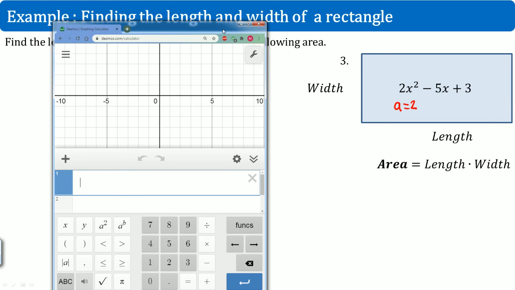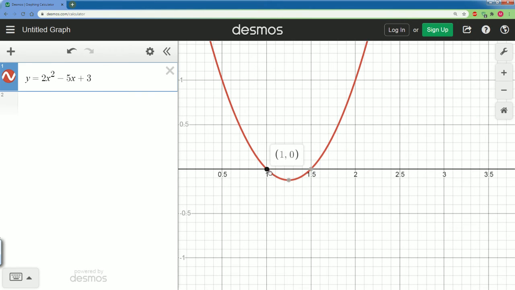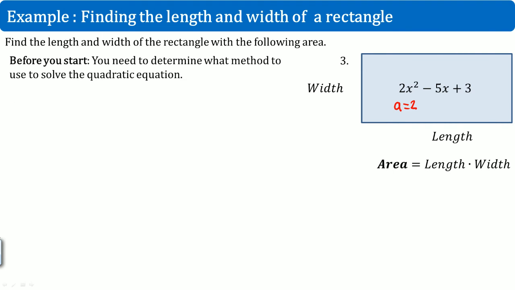So if we graph it, y equals 2x squared minus 5x plus 3. Okay, I mean, it looks okay, somewhat neat. We have a 1 and 1.5. Do you see? When you graph, sometimes you get a decimal. Not good. So let's do the other method, right? So we're just going to use the quadratic equation here. So a equals 2, b equals -5, c equals 3.